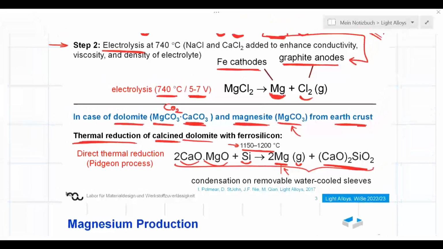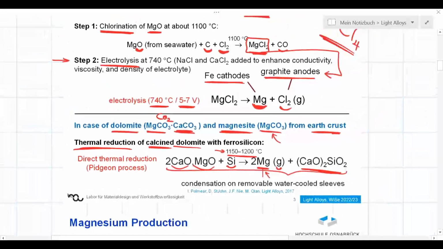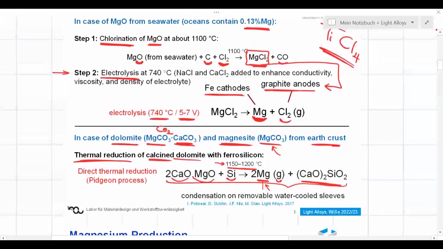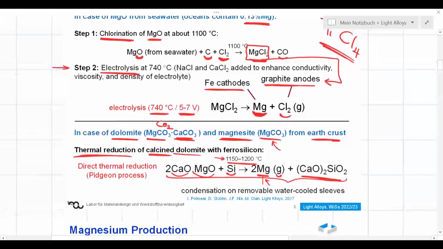Therefore, there are two methods, depending on the source, or two major methods. There are alternatives, but again, we are using either magnesium from seawater or from the Earth crust.